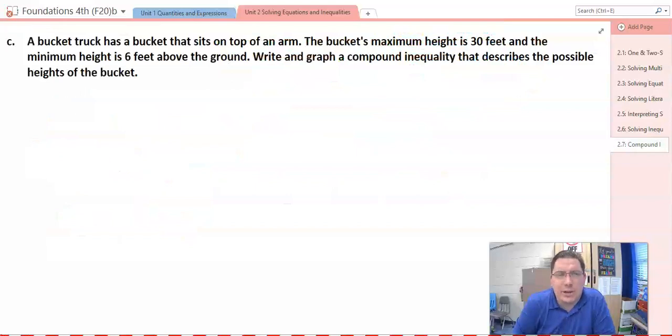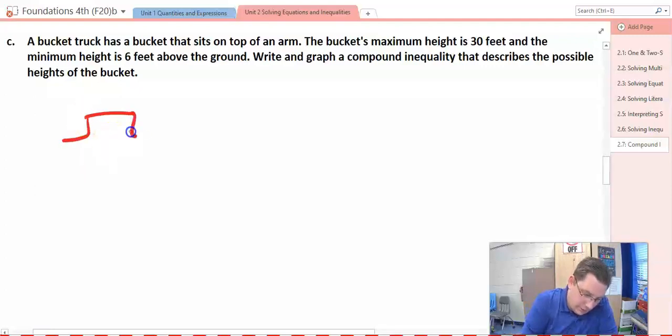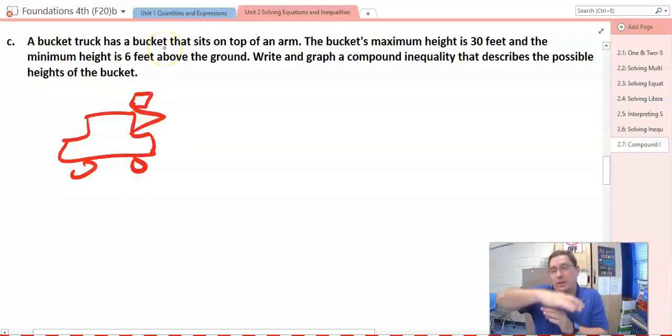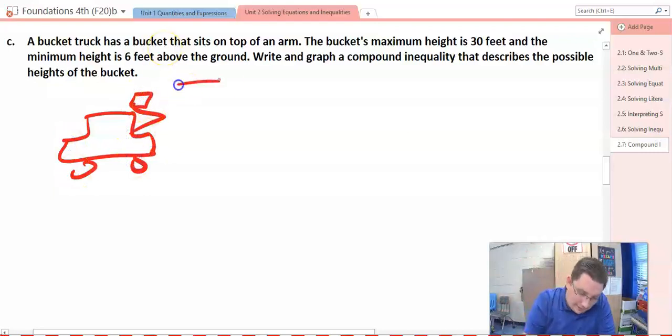So in example C here, a bucket truck has a bucket that sits on top of the arm, so like an electrical truck, right? And the bucket's maximum height is 30 feet, and the minimum height is 6 feet above the ground. Write and graph a compound inequality that describes the possible heights of the bucket. And so if you're, again, kind of picturing this, so we've got our bucket truck, right? Here's our truck. And it has a bucket on it that's able to extend its arm up, right? And it says it has a maximum of 30 feet and a minimum of 6 feet.